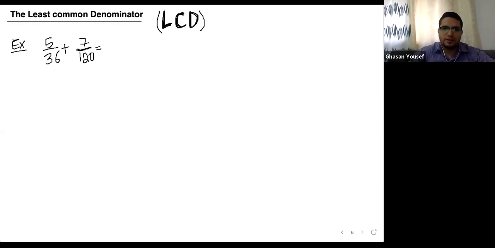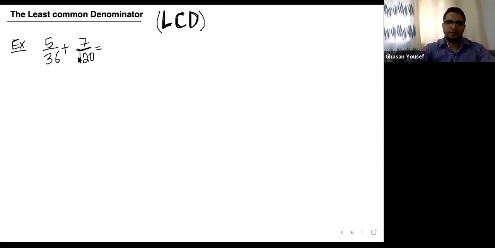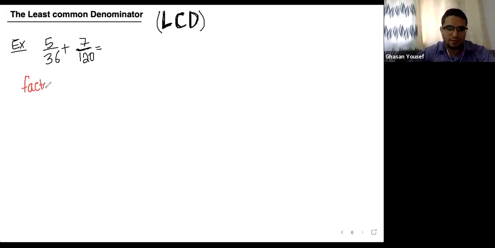Here the denominators are huge numbers, and it's not easy to multiply the 5 by 120 and the 7 by 36, and multiply 36 with 120, because they give me a huge number. The best idea here is to find the least common denominator to add these two fractions. So how can we do this? First thing, we have to factor the number 36. What is the factor of 36? How can we factor the denominator 36?